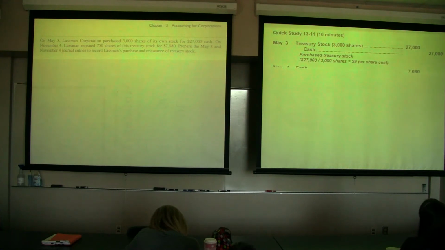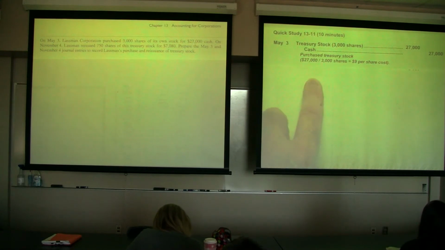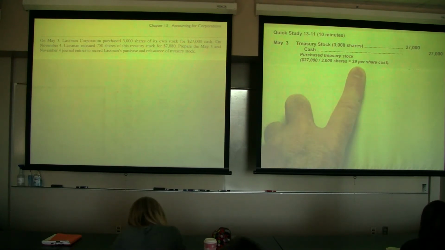All right, so here's where they make the purchase. Treasury stock is debited for $27,000, cash is credited for $27,000. So now, of course, the asset goes down and they have a contra owner's equity account, and it's $9 per share is the cost. Okay?